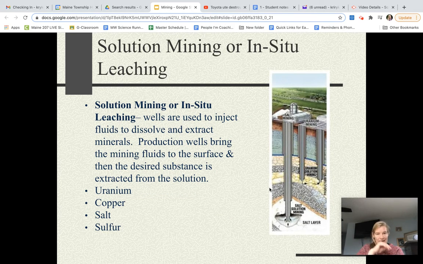And solution mining, or in situ mining, they use wells and inject fluids into the ground. It dissolves the desired ore, and then they pump it up to the surface. Again, there are potential concerns about groundwater contamination. It's often believed to be deeper than the groundwater, so maybe it's not an issue, but that can be very controversial. So those are three examples. You don't have to really know them, just be familiar that those mean subsurface mining.